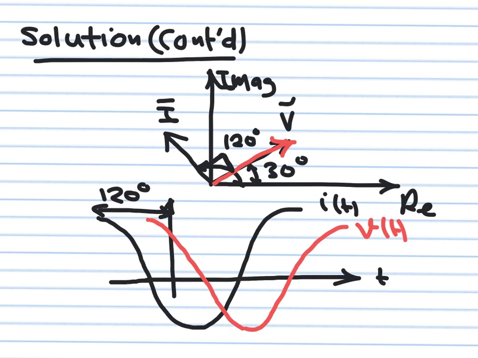So you can see when the voltage is maximum, the current is zero. And when the voltage is zero, the current is maximum, and so on, because you have a pi over 2 phase shift between them.